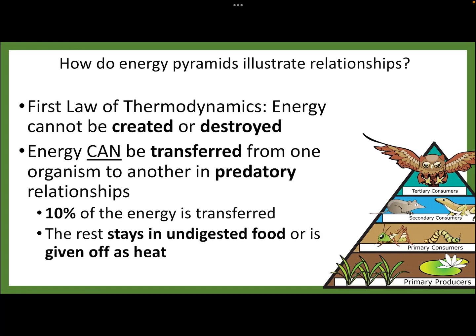But what we do need to remember is that some energy is lost through heat and things like that at each level. So there is only 10% of the energy available to transfer to the next level. The rest is used by the organism. It stays in the undigested food, which gets passed, or it is given off as heat. So as you go up, there is less and less energy available at each level.